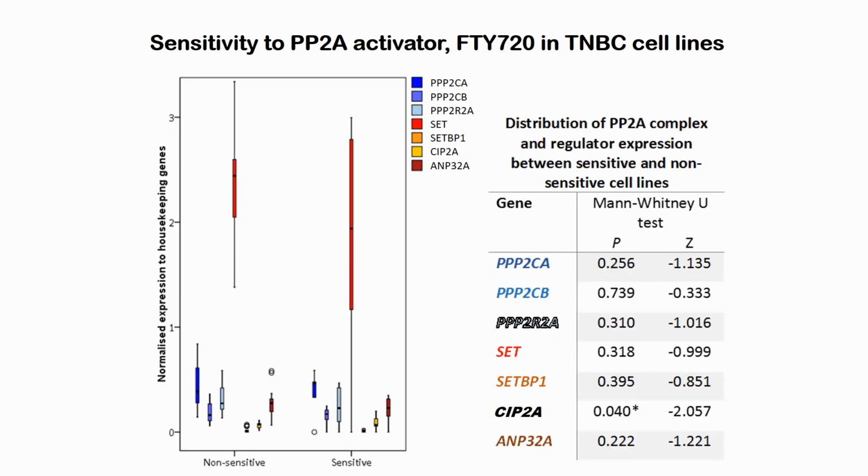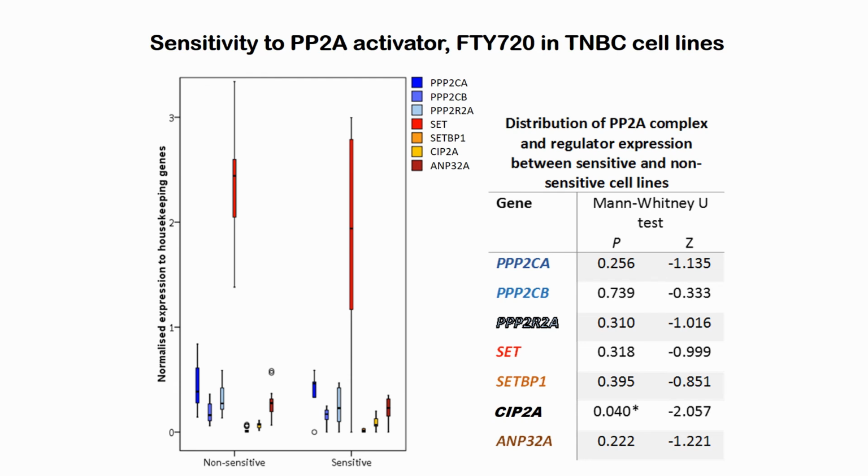So as part of the multiplex panel that we selected, we added the subunits of PP2A. Here we can see that we added the PP2CA, which is the catalytic subunit, in the blue boxes. Then we also have regulatory subunits, the R2A, which is the light blue, and also the inhibitors SET binding protein 1, CYP2A, and AMP32A.